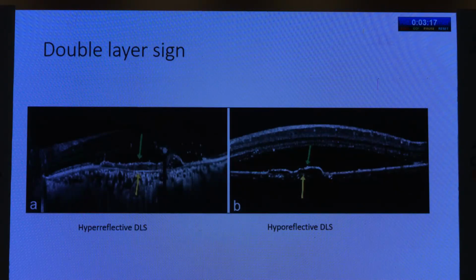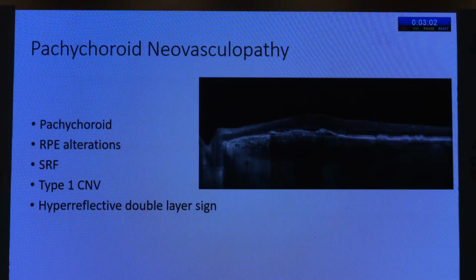So what is basically double layer sign? If it is a hyperreflective DLS, it is an indication that there can be neovascularization. If it is only a hyporeflective DLS, it can be seen in CSCR only. In pachychoroid neovasculopathy, again there are all the pachychoroid features associated with RPE alterations and subretinal fluid, and there is associated type 1 neovascularization and hyperreflective double layer sign.